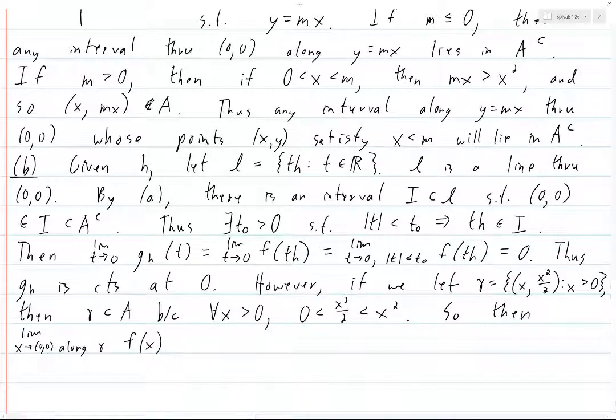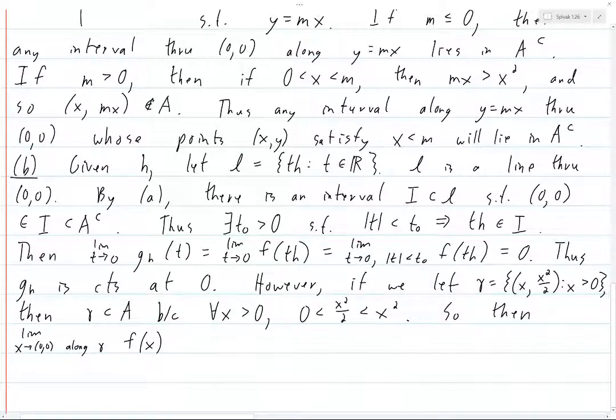So as x approaches the origin along gamma of f of x, here x is a vector. And so this can be done because gamma is a collection of points. There's infinitely many. And so if you look at this formula and you take the limit as x, the real number, goes to 0, then you get points of the form (x, x squared over 2), and these points will go to (0, 0). So we can, in fact, approach the origin along gamma.